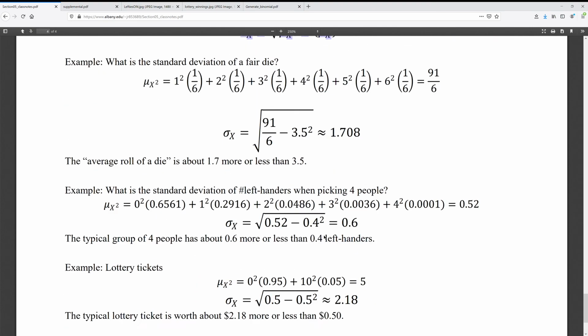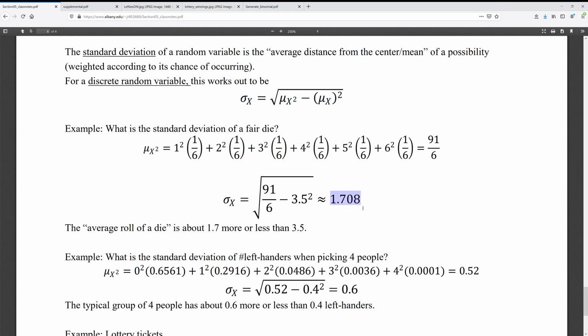If you want to talk about how many, how probably, how about, you roll a die many, many times, you're probably going to get about 3.5. If you want to talk about how many, how probably, how about, then the 1.708 is going to be just as important as the 3.5.